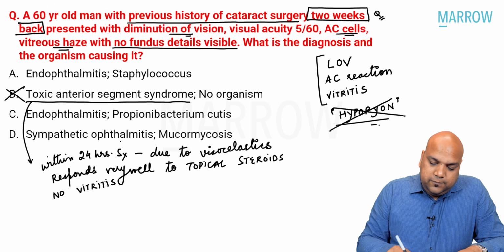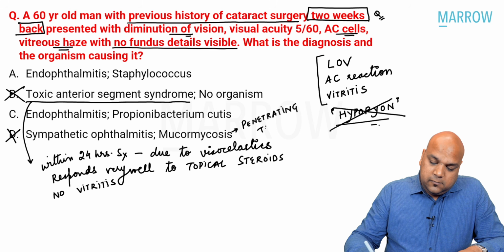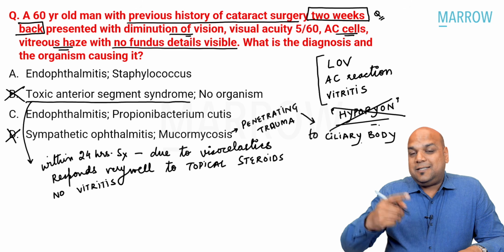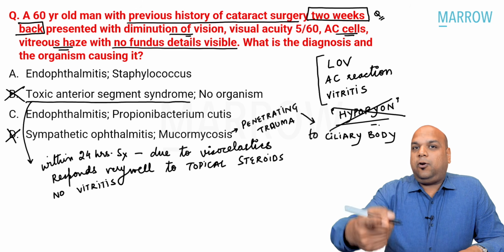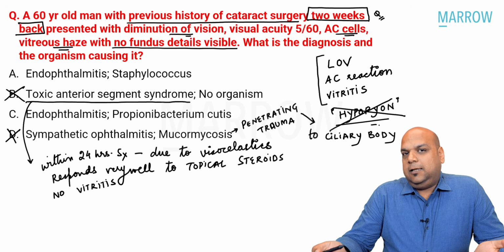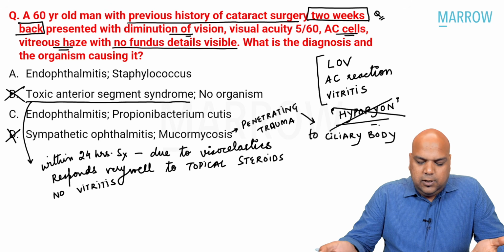Then sympathetic ophthalmitis. Sympathetic ophthalmitis occurs due to penetrating trauma. Okay, so surgery is a penetrating trauma, but penetrating trauma to the ciliary body. And sympathetic ophthalmitis affects the non-traumatic eye. So if cataract surgery was done in one eye, the problem should have also occurred in the other eye, right? Does not make any sense here. So that means you're essentially left with only endophthalmitis.